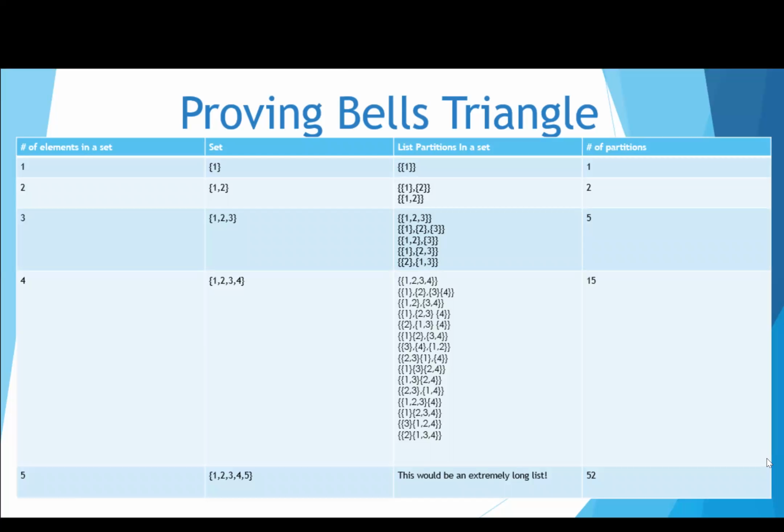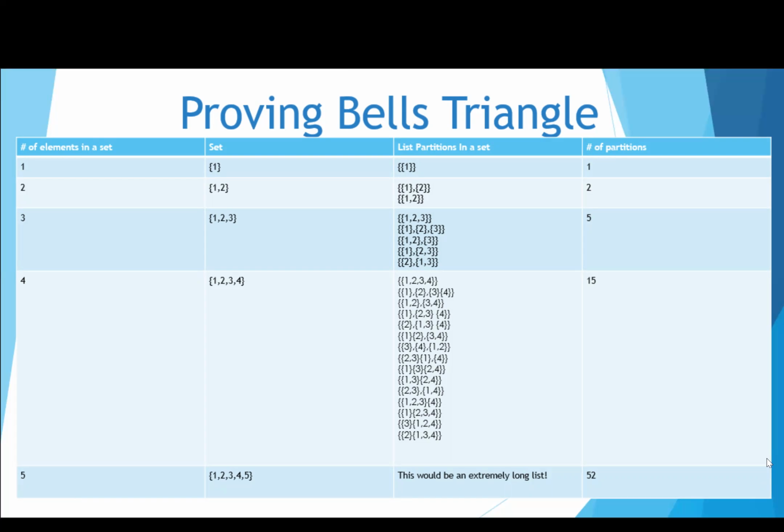And here in this slide, we'll be proving the Bell's triangle. In each row, it shows the number of elements in the set and the number of partitions. For example, in the second row, it shows the set that contains the elements 1 and 2, and it has 2 as the number of partitions.